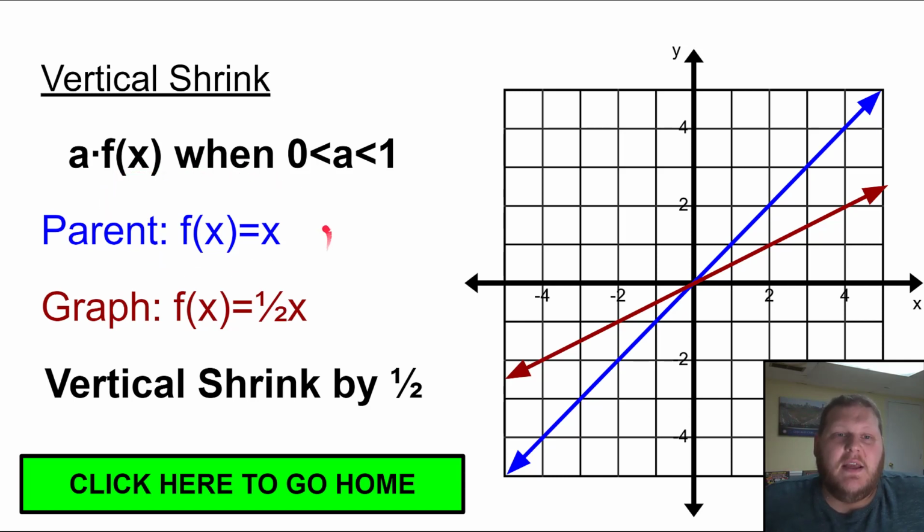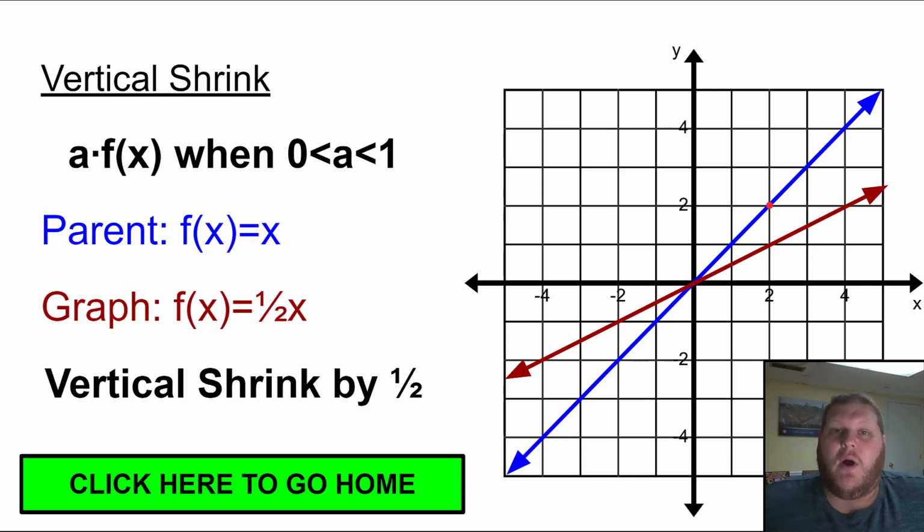So in this case, again, my parent graph is just x. I can see that my multiplier, that a value, is 1/2. So all I'm going to do is take all of these y values on my function and just multiply them by 1/2, or easier way of saying that, just divide by 2. So I'm going to just use the easy ones. So this point right here was originally 2, 2.